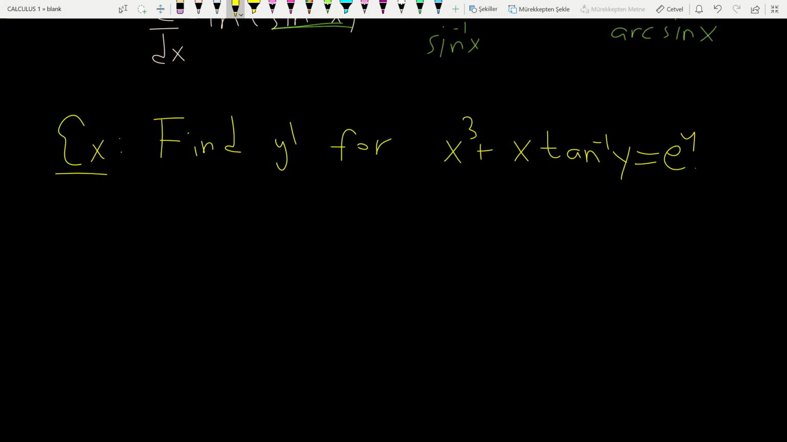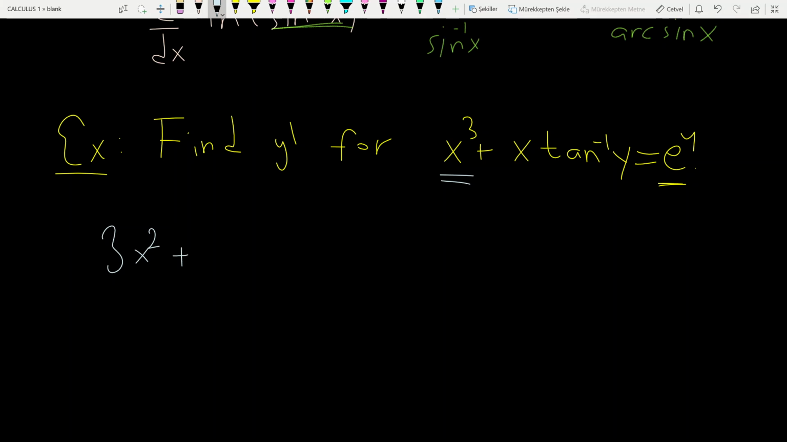As you see here, y is a function of x. So y is a function, not variable. Be careful here. Since y is a function of x and you cannot make y alone in this equality, it means you have to implicitly differentiate this equality with respect to x. This is the most important thing that you should not forget. Okay? So we will differentiate term by term. Derivative of x cubed with respect to x is equal to 3x squared.